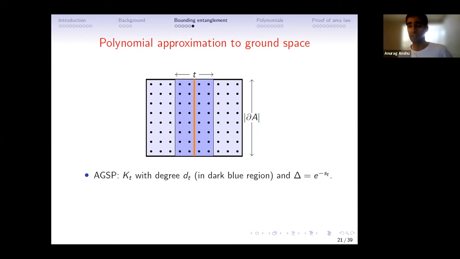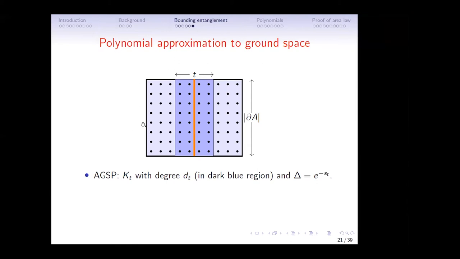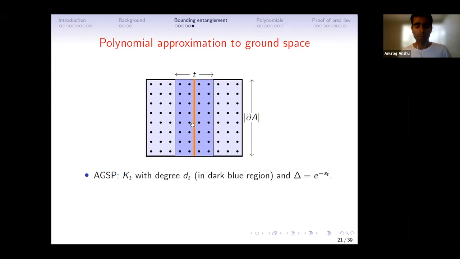It's possible to set up some condition which makes this polynomial approximation work well. So it goes like this. Let's recall our ground state with all the particles. Here is our cut partition of the lattice. Let's pick a certain region T, which we'll fix later, around the cut. We'll think of this as a certain effective region, and morally we'll forget about everything that happens far away from it. We'll try to build polynomial AGSPs, labeled by this number T, which have a degree d as a function of T, but degree only in the dark blue region, the Hamiltonian terms in the dark blue region, and some approximation error e to the minus s.